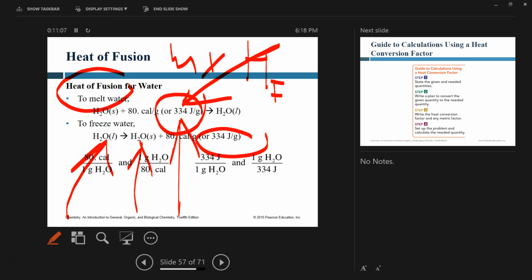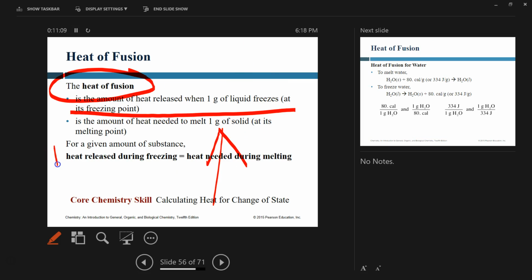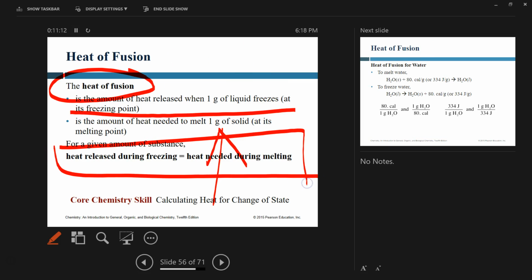Now, what's really important to understand is that the heat that is released during freezing is the same as the heat released during melting. So when 1 gram of ice goes from solid to liquid, it requires 334 joules. When it goes back from liquid to solid, it will release 334 joules. Does it make sense? Everybody understands?